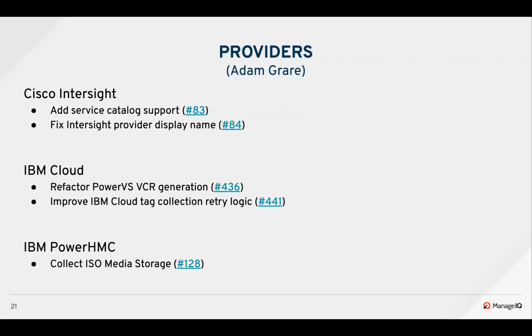The Cisco Intersight team, as Jeffrey mentioned, added service catalog support. So they added the catalog types and the default dialogs to the provider plugin. And Jason fixed a display issue where the Intersight provider name wasn't being capitalized properly. For IBM Cloud, Jay refactored how the Power VS VCR generation scripts are working so that they're more maintainable. And Nasser improved the IBM Cloud tag collection logic when we were hitting API rate limit timeouts. Instead of failing the refresh, we will now wait a bit and retry so that the refresh can succeed.